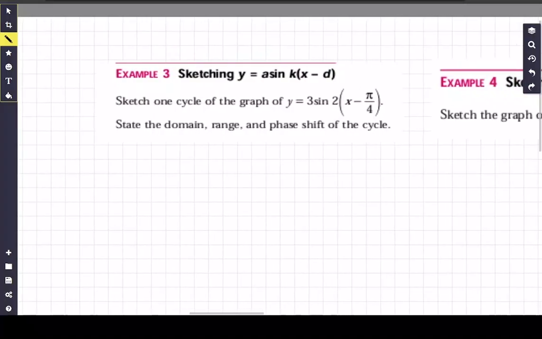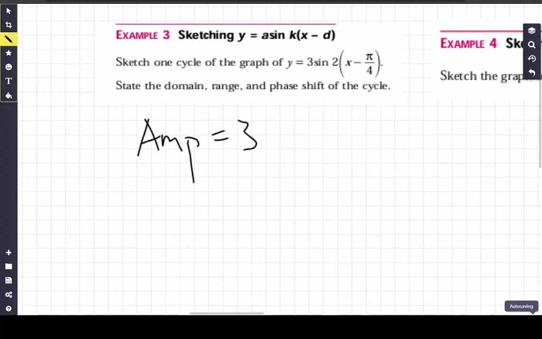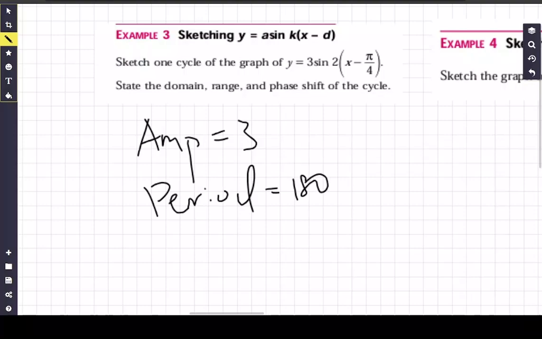So now let's draw it using my way. The amplitude is going to give you 3. And then we already have the factor, so the period is equal to 360 divided by 2, that's 180. And then we have pi over 4, which is 180 over 4, that's going to give you 45. So 45 to the right.